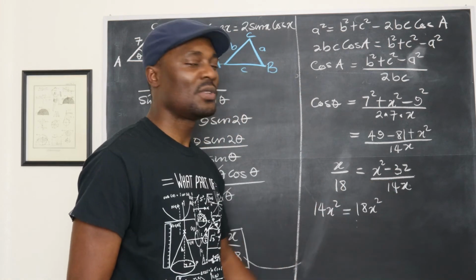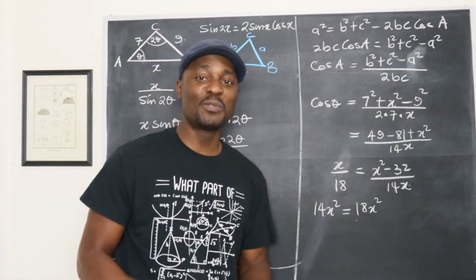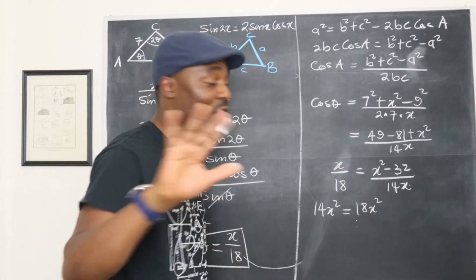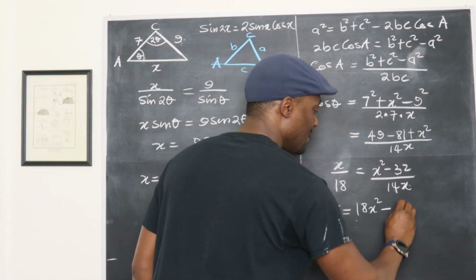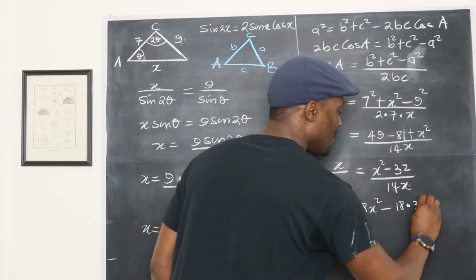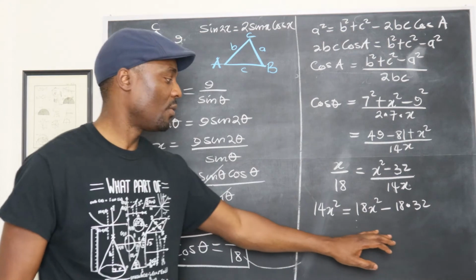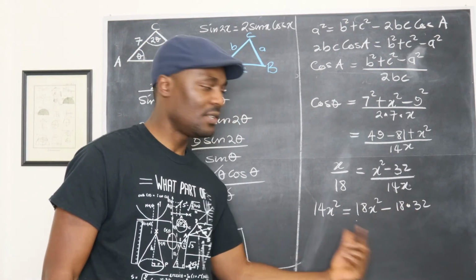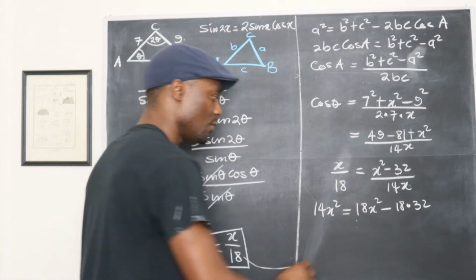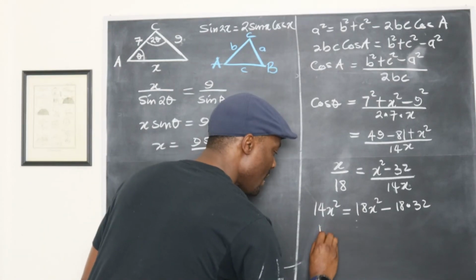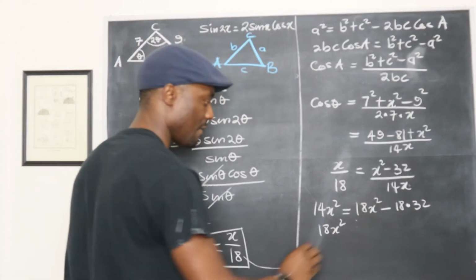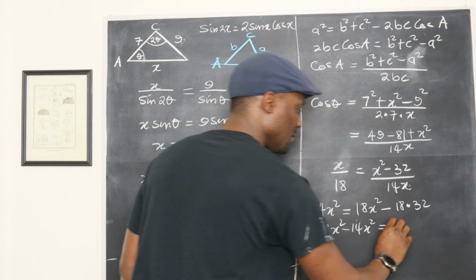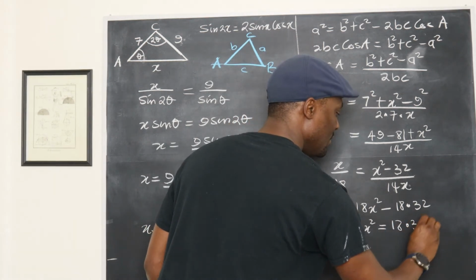And 18 times 32. You know what? I'm not going to spend my time trying to find what 18 times 32 is, because I'm still going to break it down. So I'm going to leave it that way. Minus 18 times 32. Don't worry about it. Okay? So what you want to do is just switch the positions of these two so we have an equation solved. So we're going to have 18x squared minus 14x squared will be equal to 18 times 32.